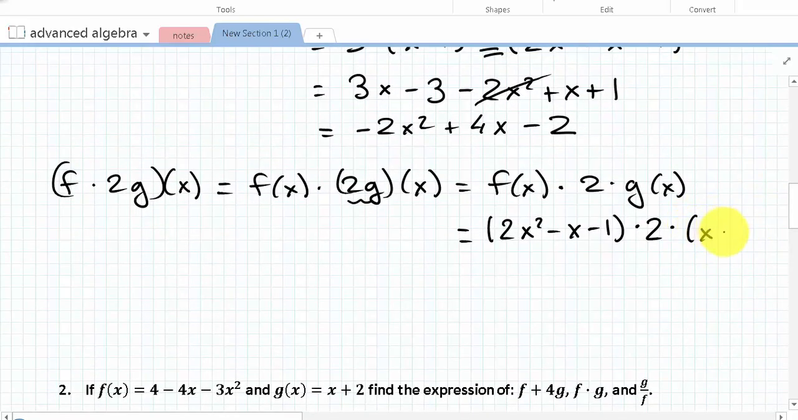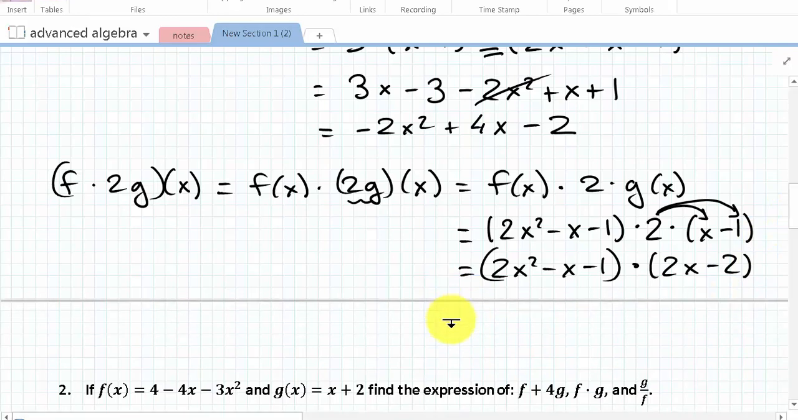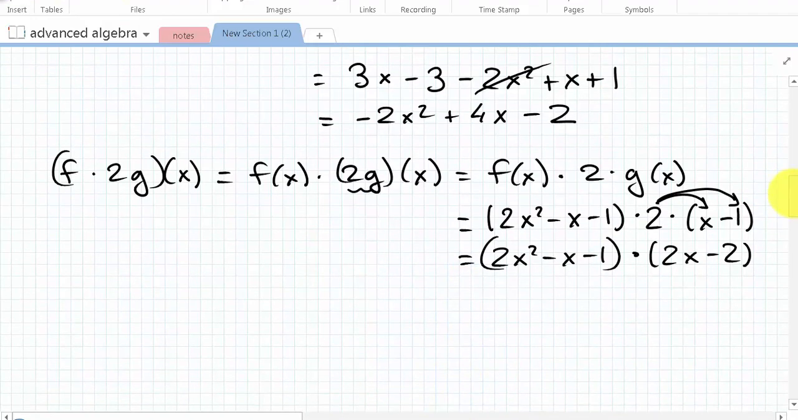x minus 1. Okay, so please be careful right here. Don't make a mistake. I'm going to first give the 2 to the last factor right there. So I have 2x squared minus x minus 1 times 2x minus 2. And now we need to FOIL. So let me create a little bit more space here. Here we go. Let's push down everything. And a little bit more. Here we go. All right.